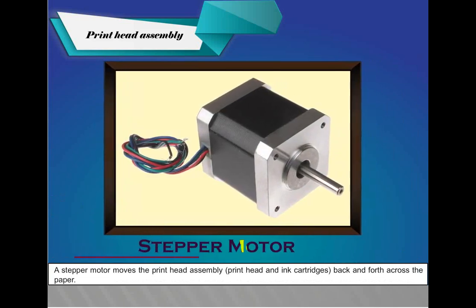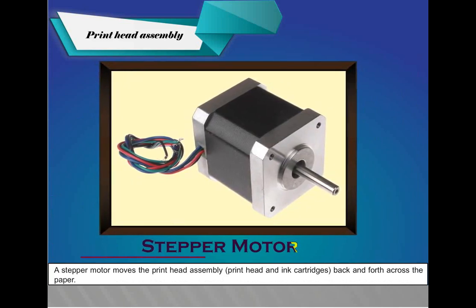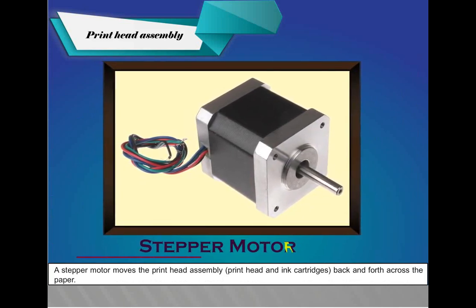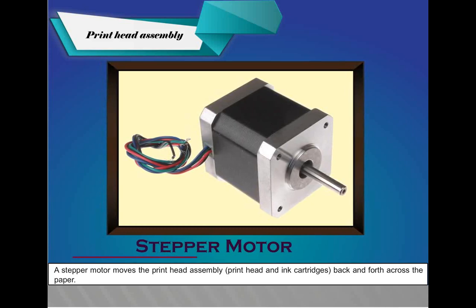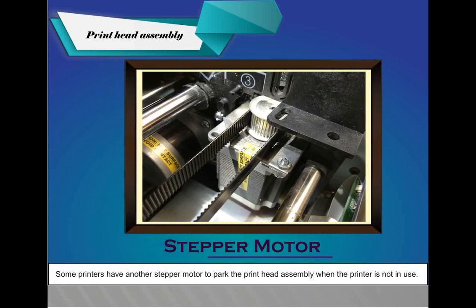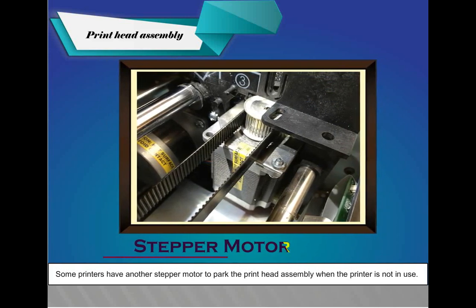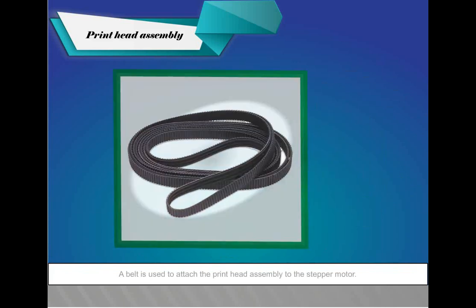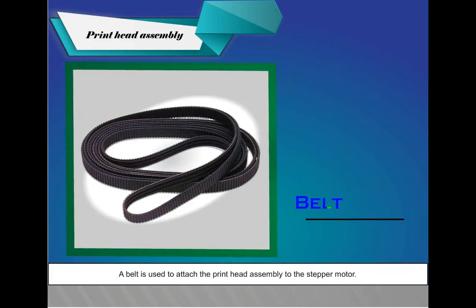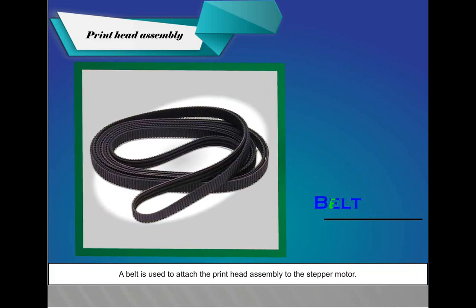Stepper motor. A stepper motor moves the print head assembly, print head and ink cartridges back and forth across the paper. Some printers have another stepper motor to park the print head assembly when the printer is not in use. Belt. A belt is used to attach the print head assembly to the stepper motor.